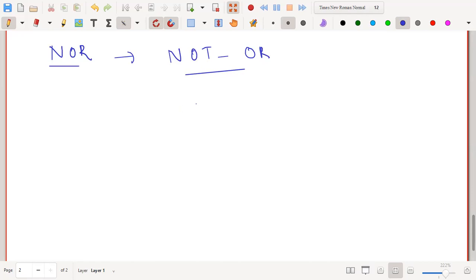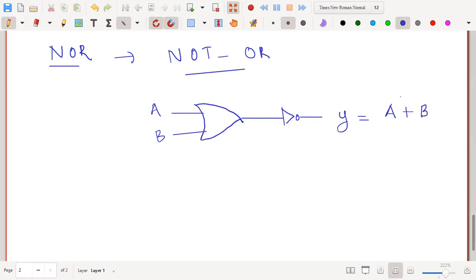So what would I have? I would have an OR gate where the inputs are A and B, and then I will have a NOT gate at the output of the OR gate. So my output would be A OR B, the whole complement. Or instead of just drawing this NOT gate at the output, in short, we can also draw it in this way: draw an OR gate and just put a bubble at the output. So this is your NOR gate, the symbol for the NOR gate.